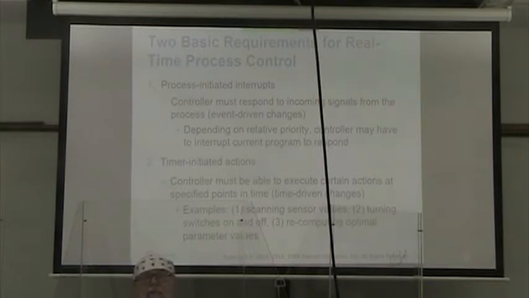All right, so for real-time process control, we have two basic requirements. One is process-initiated interrupts. That's where the controller has to respond to incoming signals from the process. So those are our event-driven changes. And depending on the priority given to events, the controller may interrupt the current program to respond.